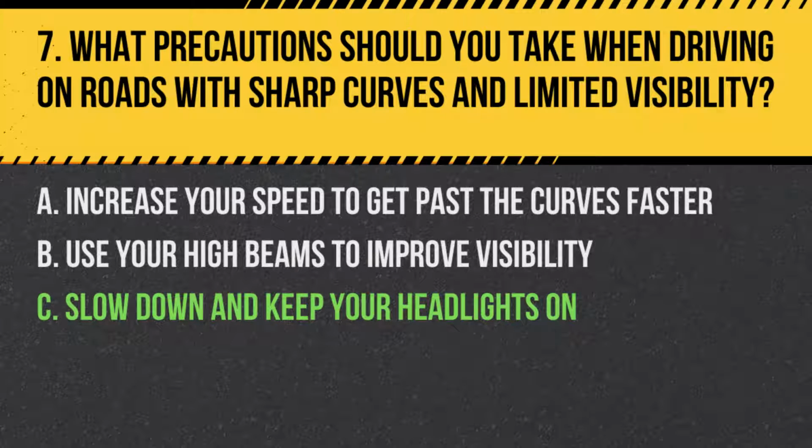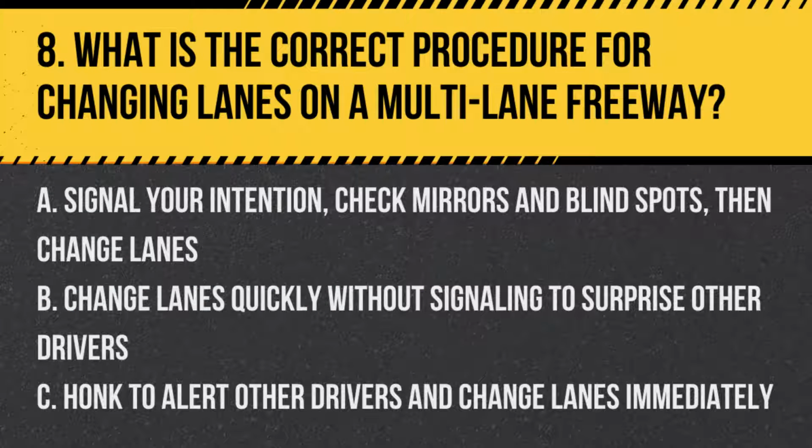Answer. C. Slow down and keep your headlights on. When driving on roads with sharp curves and limited visibility, it's important to slow down and use your headlights to see and be seen.